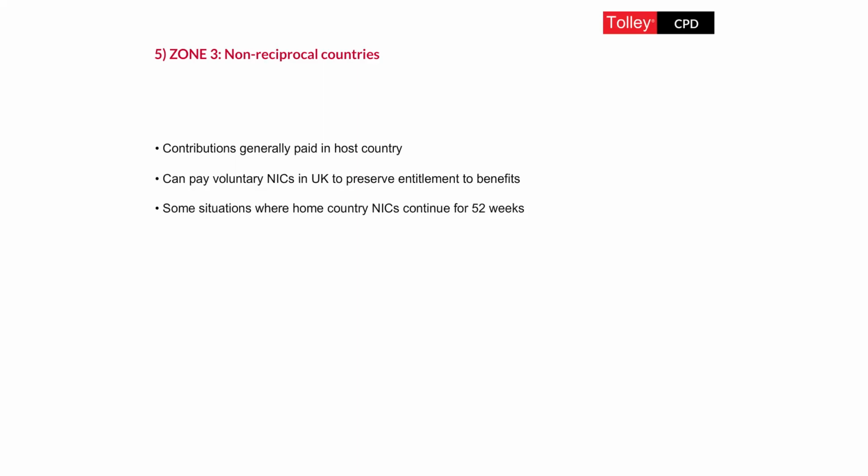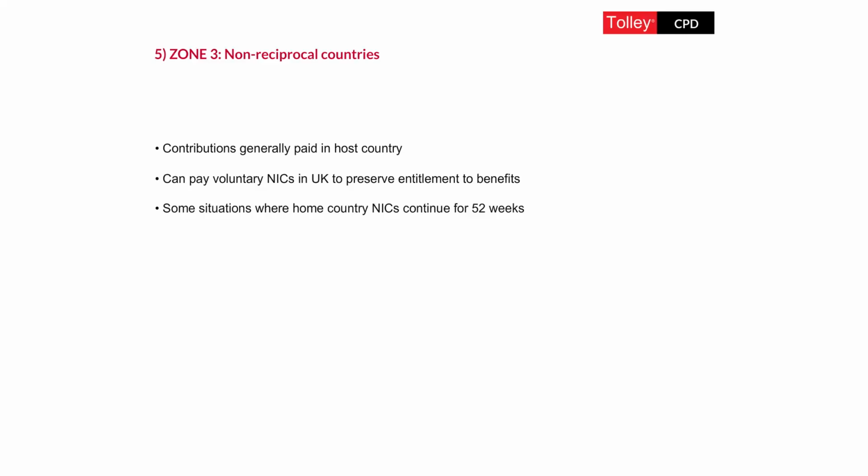Now we'll look at Zone 3 first. Now this is non-reciprocal countries. Now, contributions are generally paid in the host country, i.e. where the worker's working. Now, if you get seconded to, say, India for a period of time, then you could pay voluntary national insurance in the UK to preserve entitlement to benefits. But there are some situations where home country national insurance contributions continue for 52 weeks. And on the 53rd week, you then start paying host country contributions.